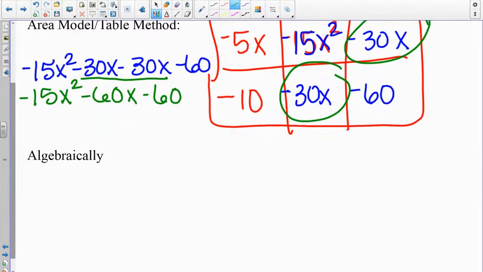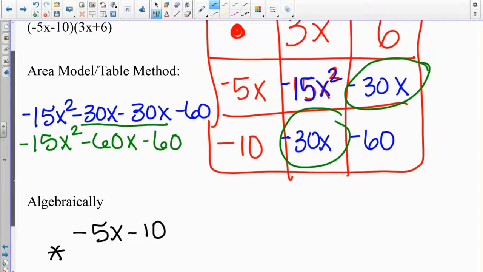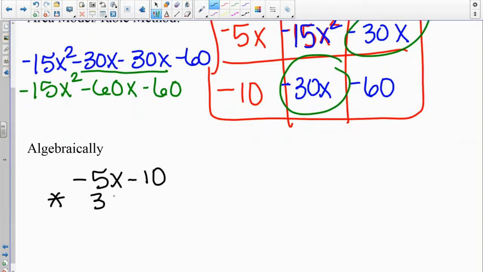I'll go vertical on this one, and then I'll go horizontal in the last example. So we have negative 5x minus 10. We're going to multiply that by 3x plus 6.